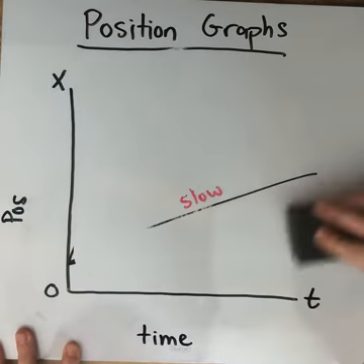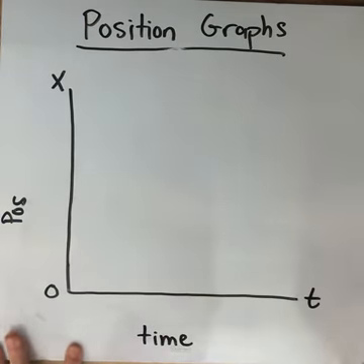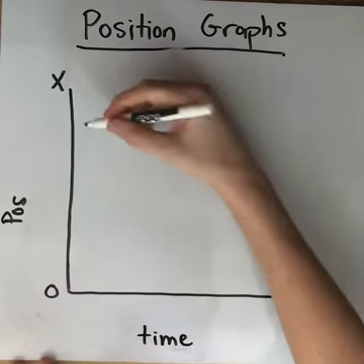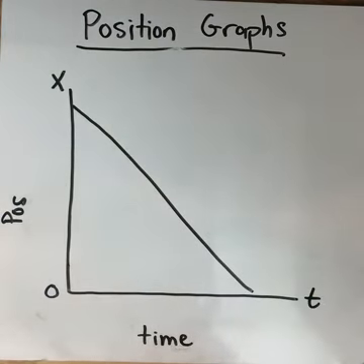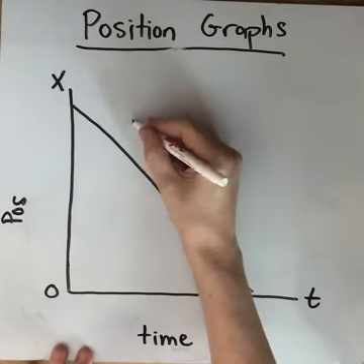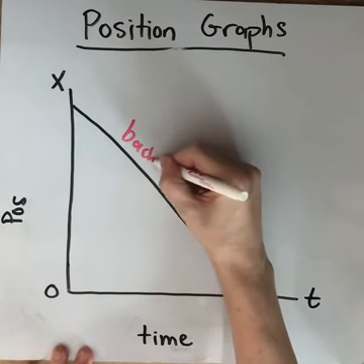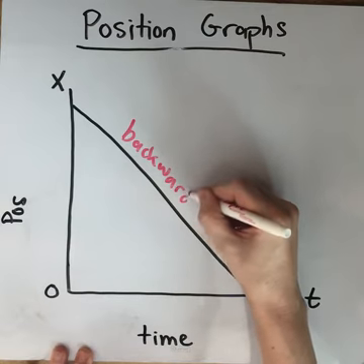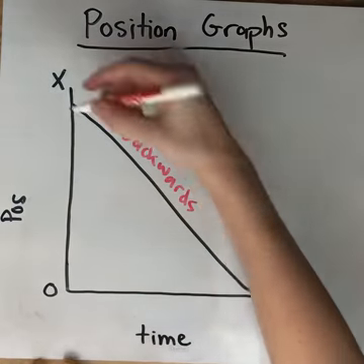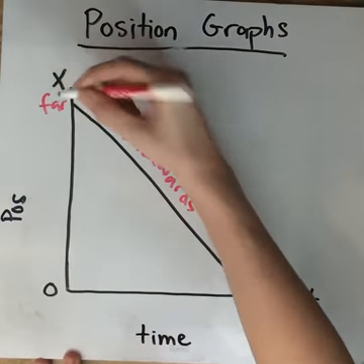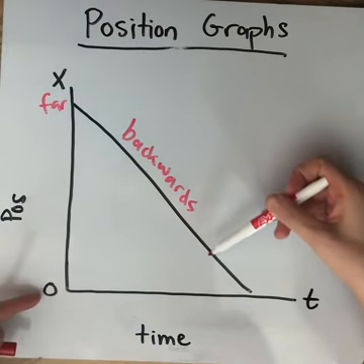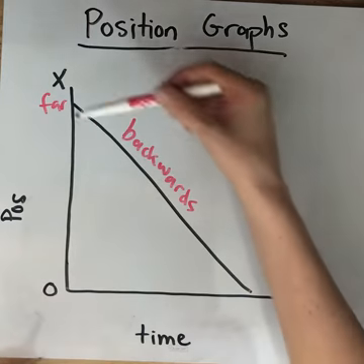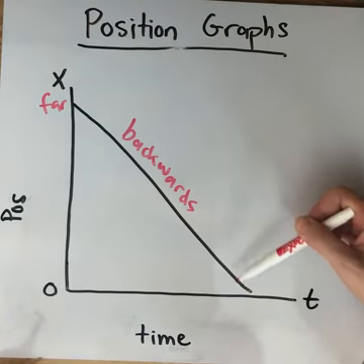Another possibility is that your graph is going downhill. Downhill just means that you're going backwards. In other words, you started far away and you're coming back towards the 0 point, okay? You're getting closer to the start line.